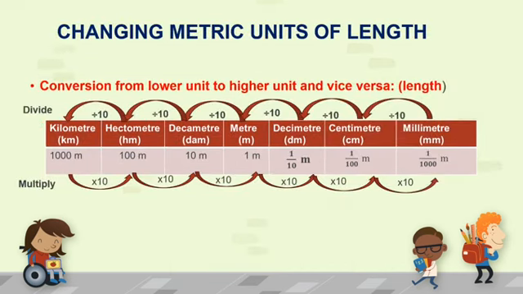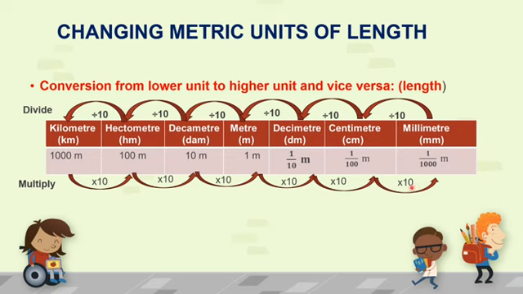Now let's see changing metric units of length. How can we do the conversion from lower unit to higher unit? In the previous session we learned higher unit to lower unit, where we learned that when we convert higher to lower, we multiply, right? Higher to lower. We are going to the lower side. See the arrow. The arrow is moving from higher unit to lower unit. So as we are moving to the lower unit, we are multiplying, right?